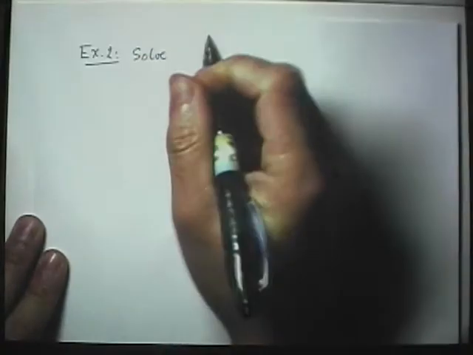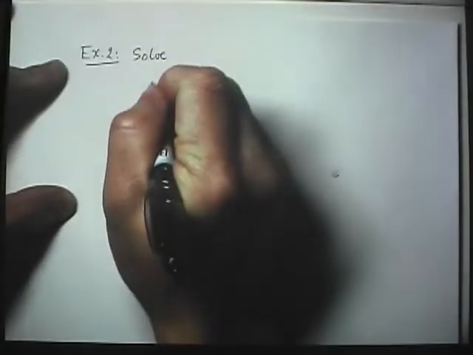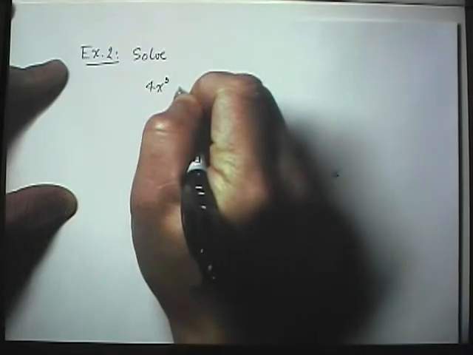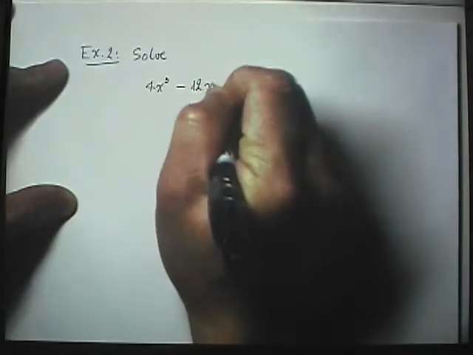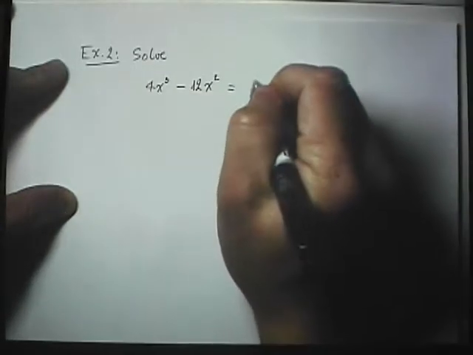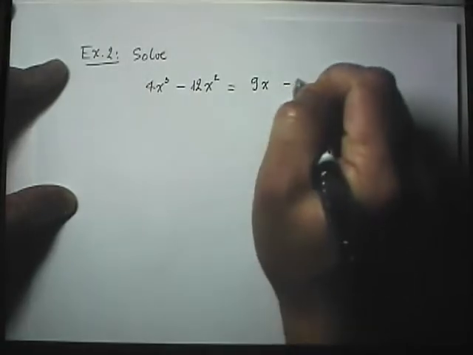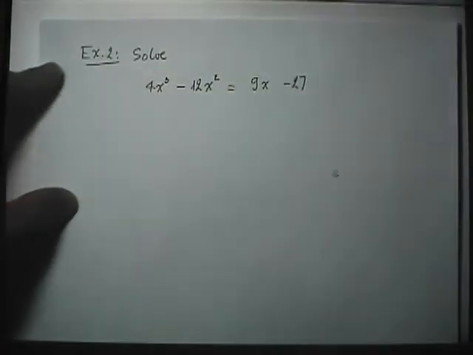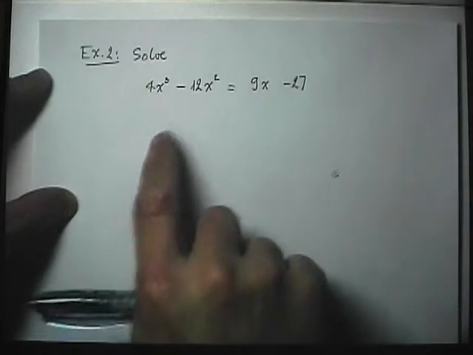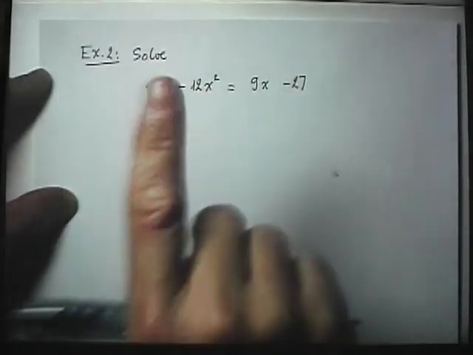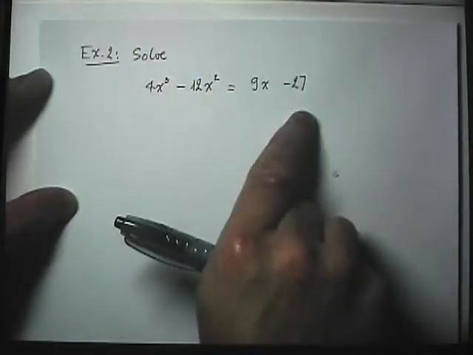Example number 2, another example showing you how to solve polynomial equations. So we would like to solve again. Here I have 4x cubed minus 12x squared equals 9x minus 27. Okay? And so, once again, step number 1 is always trying to bring all the terms to one side.